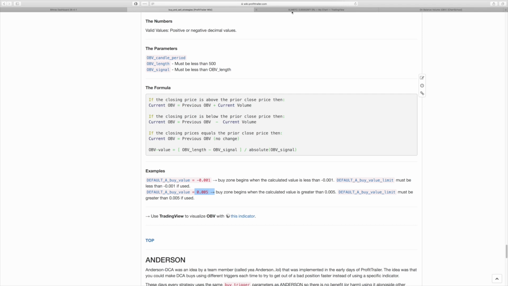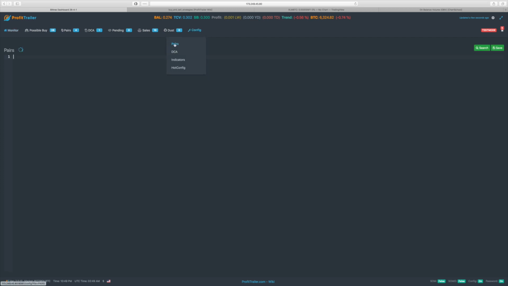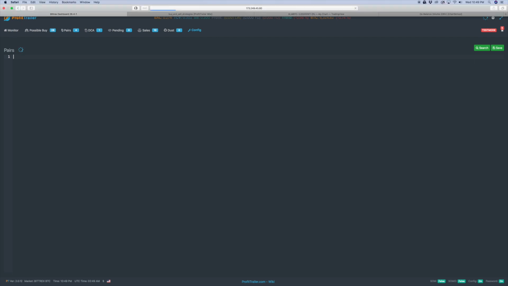So if we go ahead and take a look over here at the bot again, we're going to go into the pairs configuration just to see how this works real quick. And it looks like I'm having a little bit of trouble with my test bot here. Let me just refresh the page real quick. It might just be that I am having all sorts of technical difficulties with this at the moment.